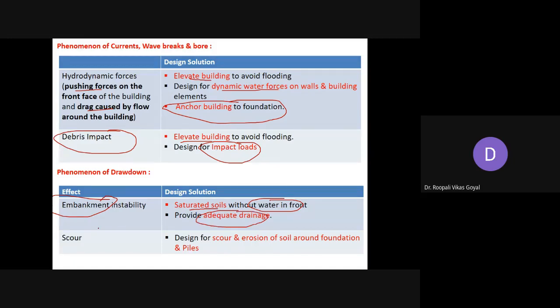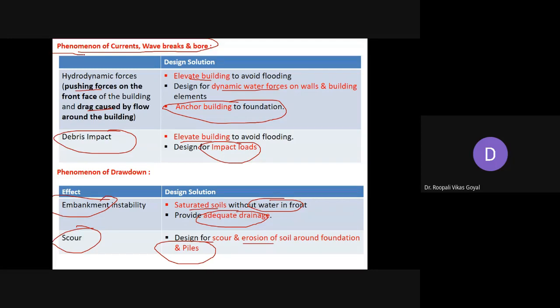Then if some scour is there, then proper design is to be done to protect against scour and erosion of the soil around your foundation and piles. Basically if a pile foundation is used, then it is to be designed in such a way that it is scour resistant. So these are all the possible solutions that can be applied when there is a phenomenon of current, waves, and wave break and bore. So in inundation, if some current and waves are coming up, all these design solutions can be applied.